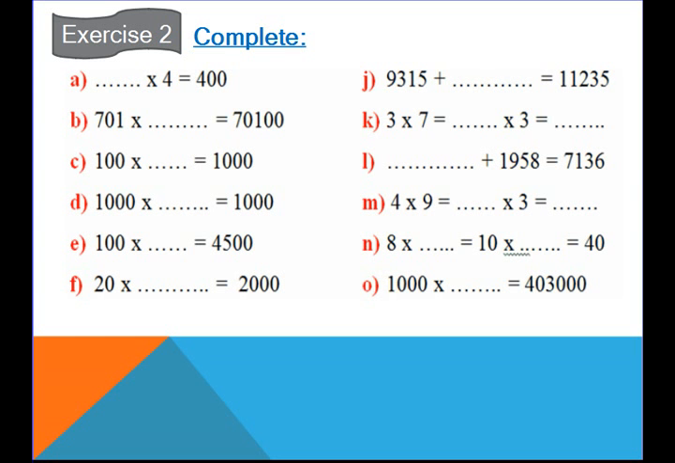Next page. Another example. Here, we need to complete: what is the number? If I multiply it by 4, the result will be 400. What is the number? If I multiply it by 4, the result will be 400.